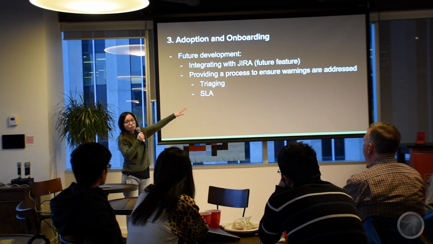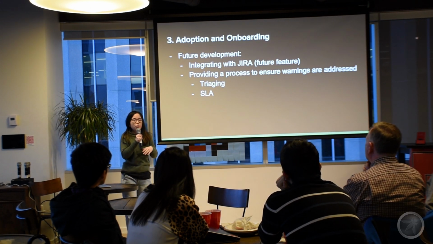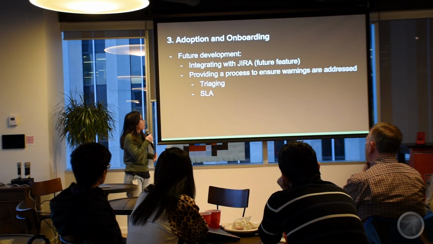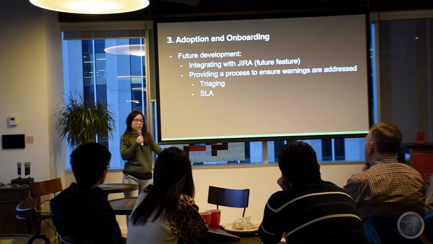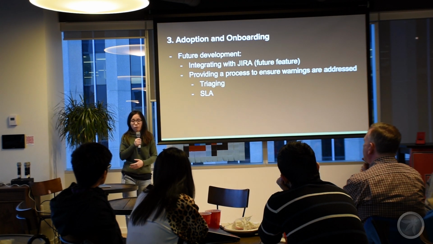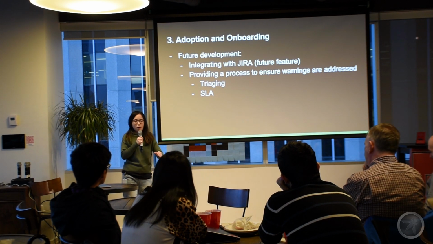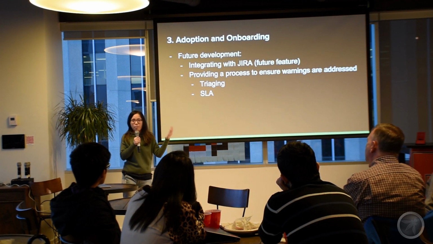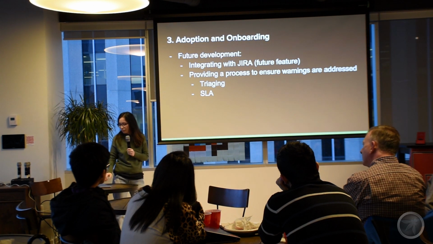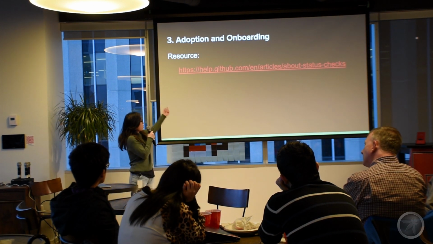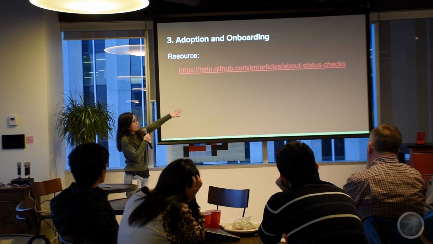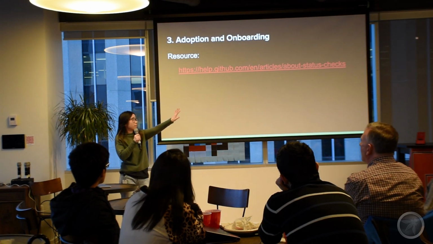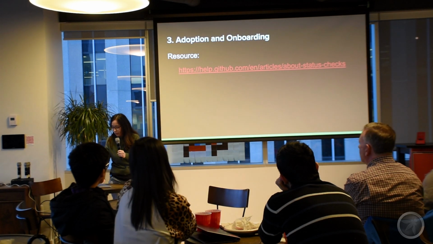Also providing a process to ensure warnings are addressed. So with bug bounty, you have a triaging process, seeing what the severity is for this issue, and then setting an SLA. So how long do you have to address the issue or fix it? So it's a high priority, let's fix it in 7 days. This gives a little bit of urgency to the warnings as well as accountability. So this is a resource on how to use status checks from GitHub if you're interested in knowing how that works.